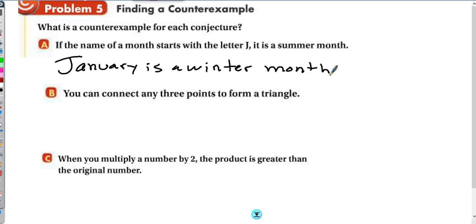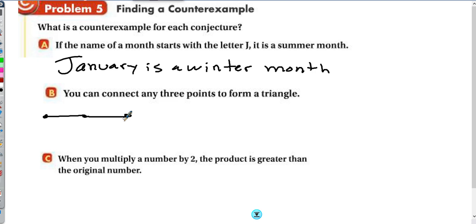You can connect any 3 points to form a triangle. Not if they're on a straight line, right? So I would literally do this: not a triangle. If you're typing, you can write that 3 points in a straight line would not make a triangle. I just showed you that I drew 3 points, connected them, and got no triangle.